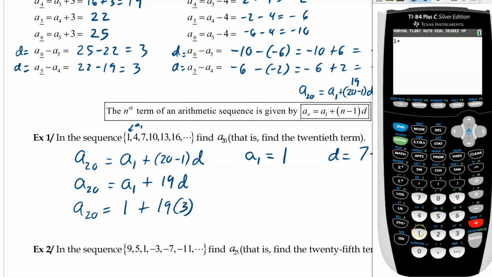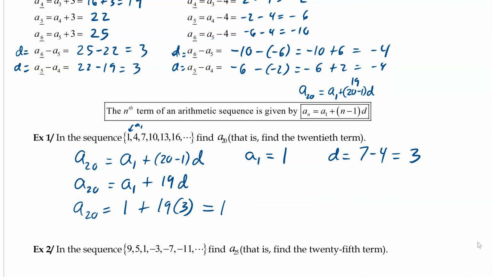1 plus 19 times 3, and it says 194. So our 20th term would be 194. And just so we can see what we're getting at, a sub 1 is 1, and a sub 2 would be that 1 plus 7. A sub 3 would be that 1 plus 2 sevens. A sub 4 would be that 1 plus 3 sevens. See, that's how our sequence is created.